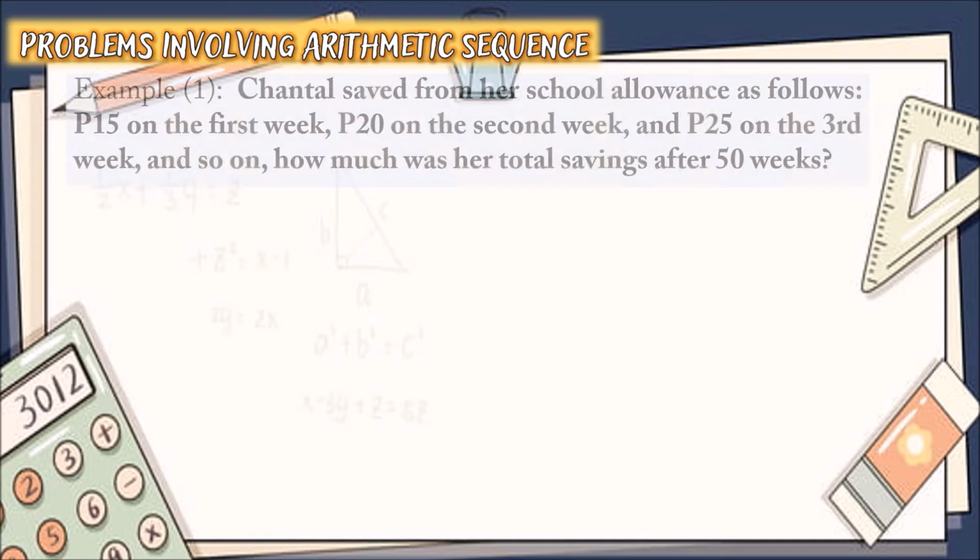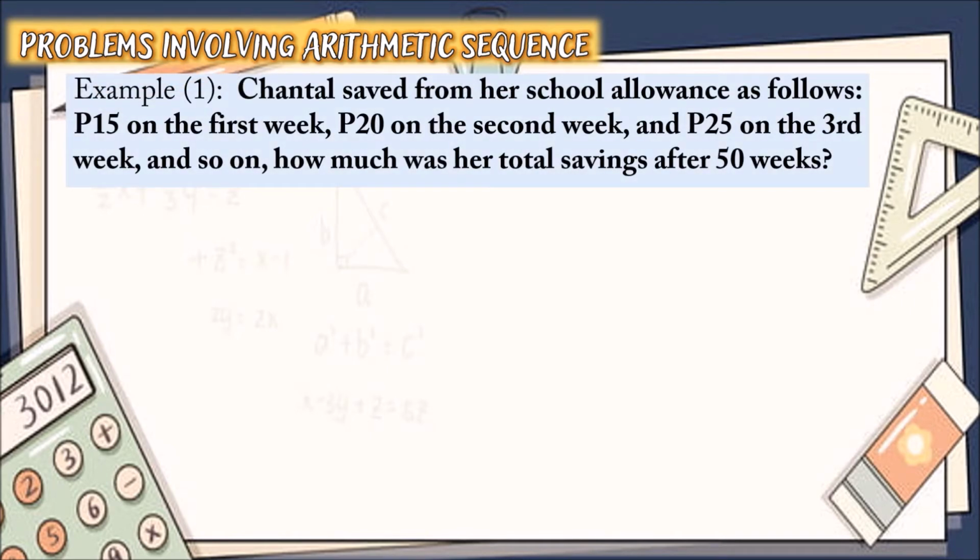So let's proceed to example number 1. Chantal saved from her school allowance as follows: 15 pesos on the first week, 20 pesos on the second week, and 25 on the third week, and so on. How much was her total savings after 50 weeks? So given, we have the sequence 15, 20, 25, and so on and so forth.